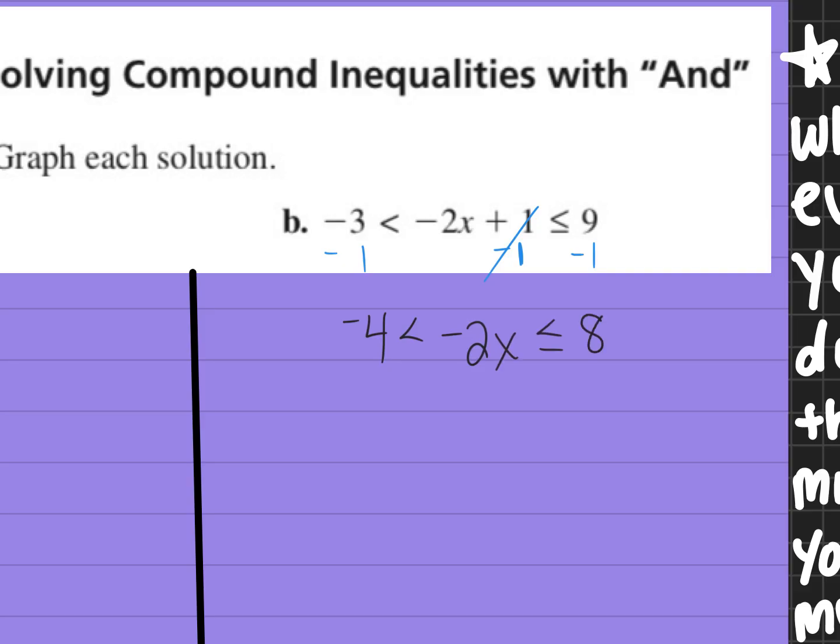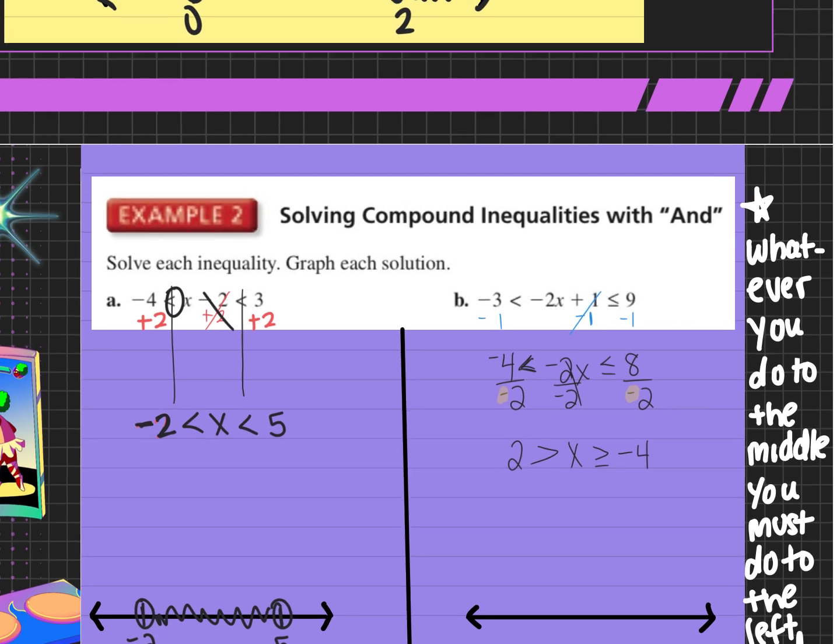which is 8. Now I'm going to divide by -2 on both sides, and be careful because if you paid attention, you might notice that we just divided by a negative. When you divide by a negative, that symbol flips. So both of those symbols flip. So this less than symbol is going to turn into a greater than symbol. -4 divided by -2 is 2. This less than or equal to is going to turn into a greater than or equal to, and 8 divided by -2 is -4.